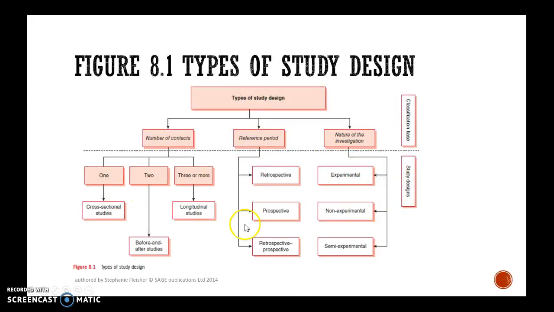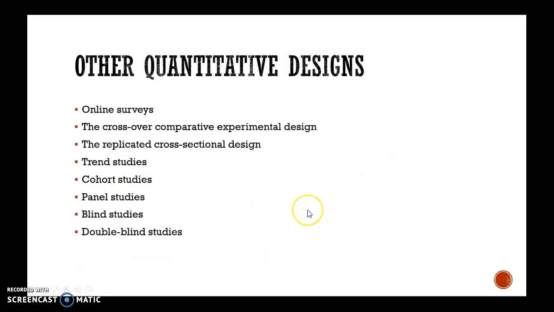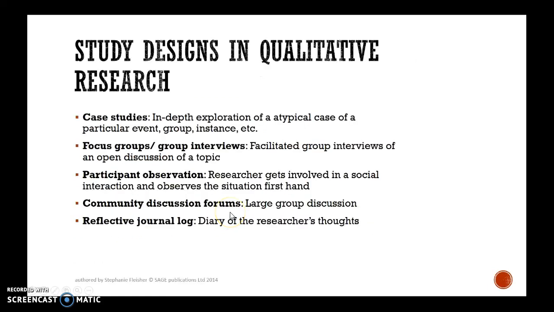Like I said, they are overlapped. So when you talk about one type, it depends on how many times they contact, where the data came from, and whether it's in the control and experimental or not. So other quantitative designs, I'm not going to talk about in detail.